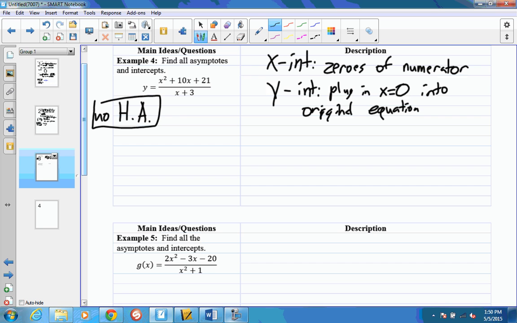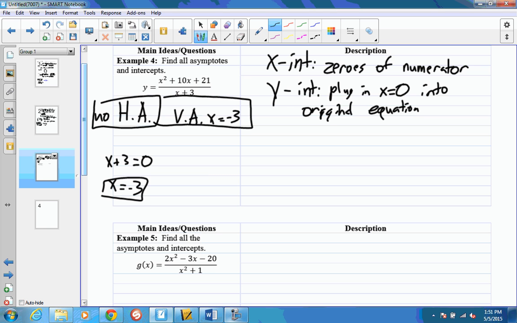Okay. Good. Let's do vertical asymptotes because it's actually pretty simple on this one, isn't it? I've got x plus 3 on the bottom, so I'll set that equal to 0. So I have a vertical asymptote at x equals negative 3. That's half of it done, guys.